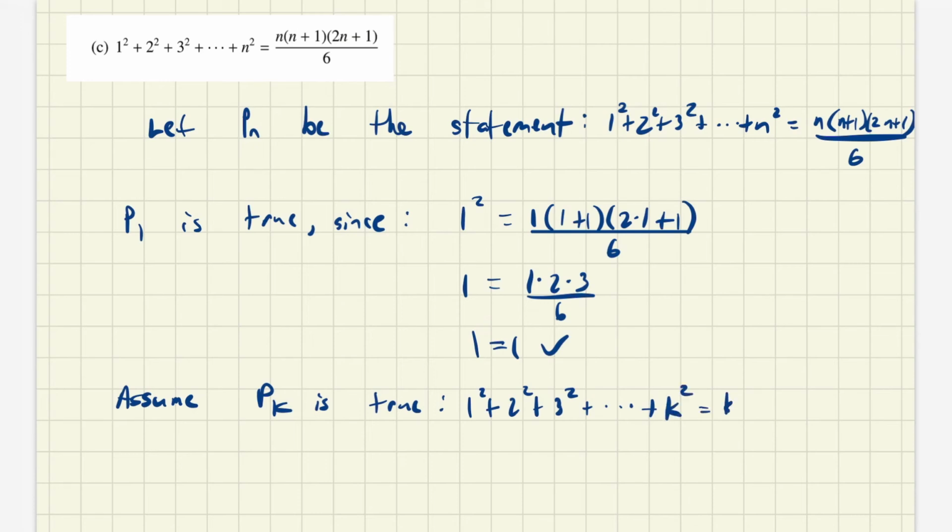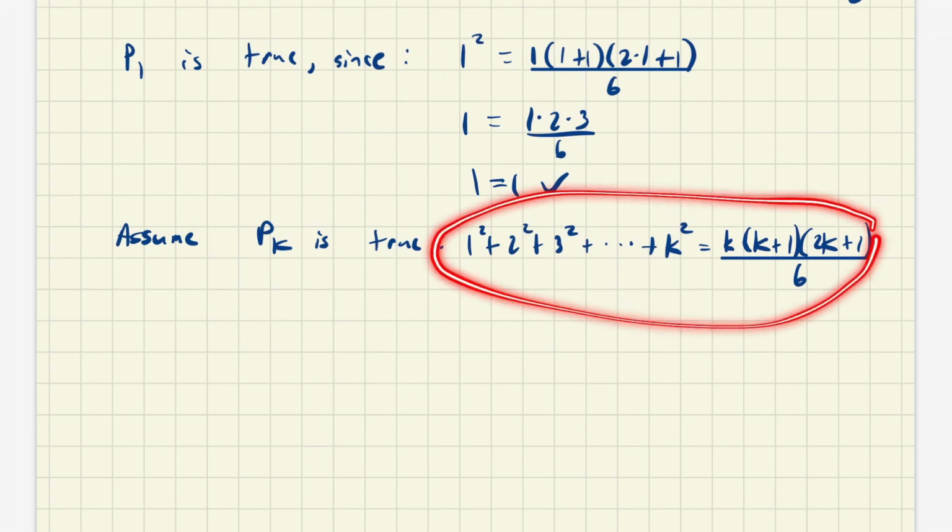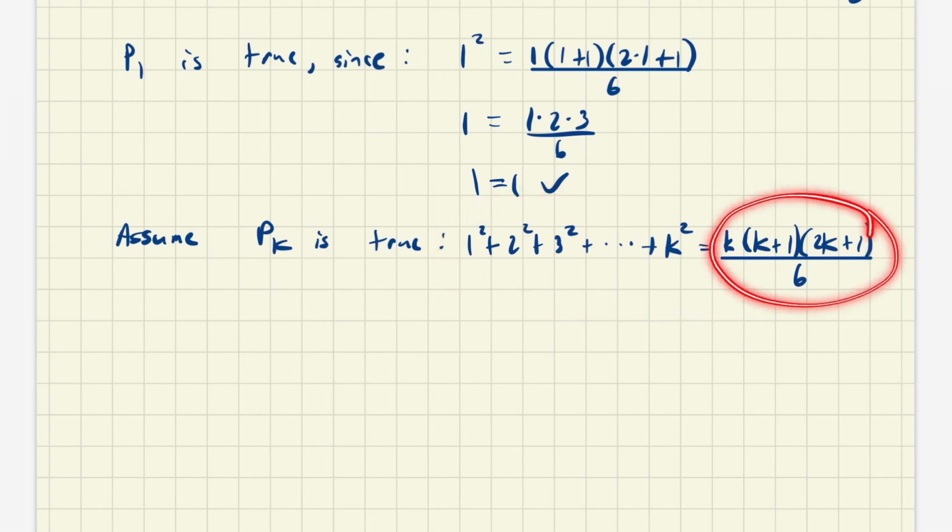Okay, so that's the induction hypothesis. That's the part that we're going to substitute in for the next step. All right, so we must show that P sub k plus 1 is true. So let's look at what P sub k plus 1 looks like.